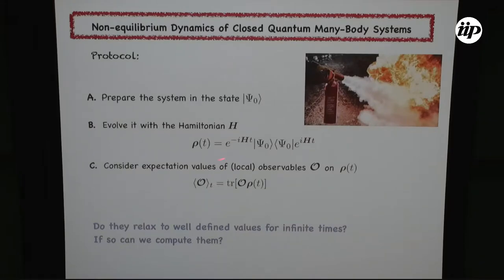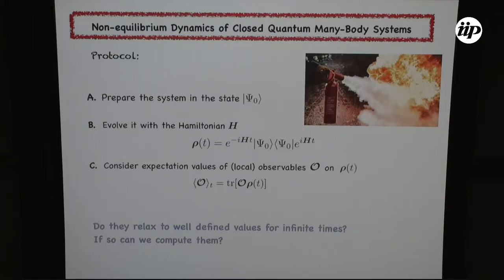So as usual in the framework of non-equilibrium dynamics, what you do is you start from some initial state, psi naught. You initialize your system in some initial state, psi naught. And then you evolve your many-body system using some Hamiltonian H, nice and well-behaved, short range, and so on, of which psi naught is not an eigenstate nor a finite superposition of eigenstates. And so you construct a time-evolving state like that.